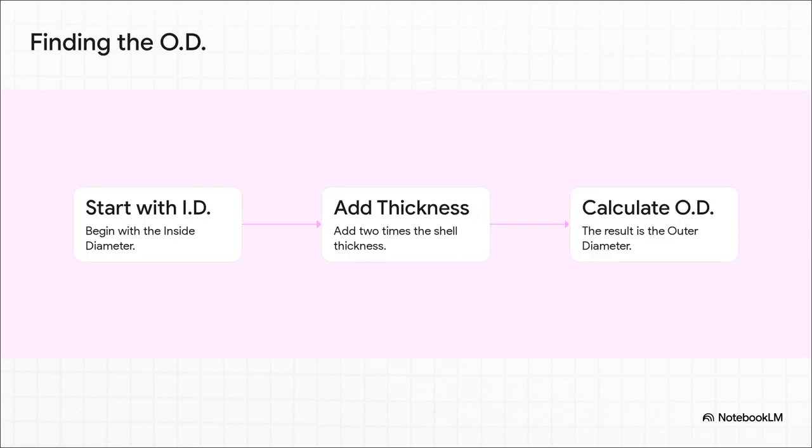Once the process team hands us that inside diameter, how does the mechanical engineer figure out the overall external size? So the crucial point is following a simple 3-step formula.